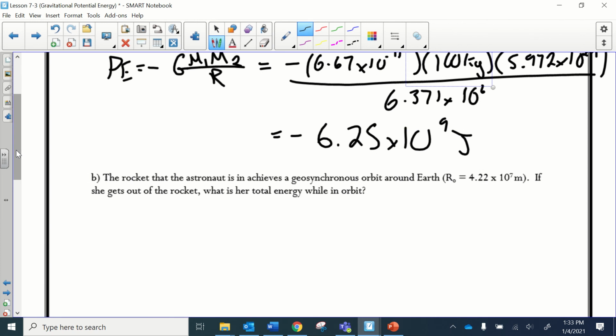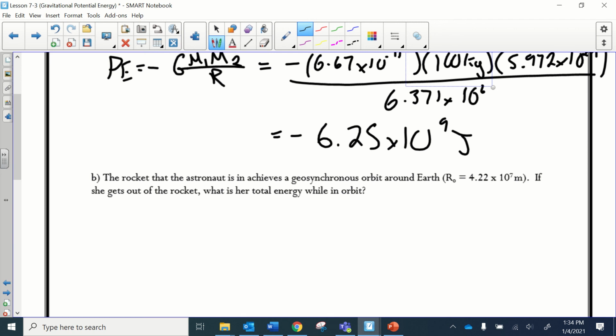The rocket that the astronaut is in achieves a geosynchronous orbit around Earth. I forgot what geosynchronous orbit meant, so I was Googling it. What it actually means is it's just the orbit that follows Earth perfectly. It's an orbit around the Earth where the period is 1 day, where it'll go around at the exact same time that the Earth spins. That's geosynchronous orbit. It's actually very useful for satellites and making sure that your phones have the same carrier, because it's going around at the same position, so the satellites are in the air at the exact same time. It's very useful in that regard.